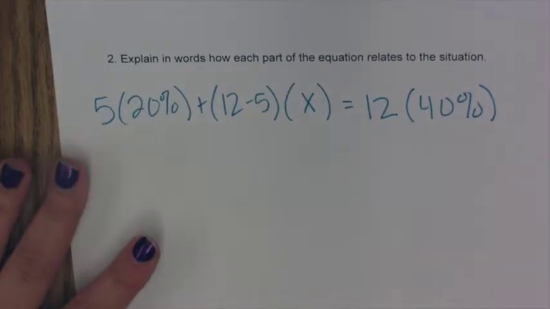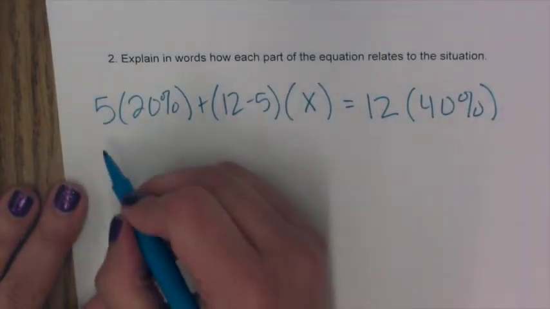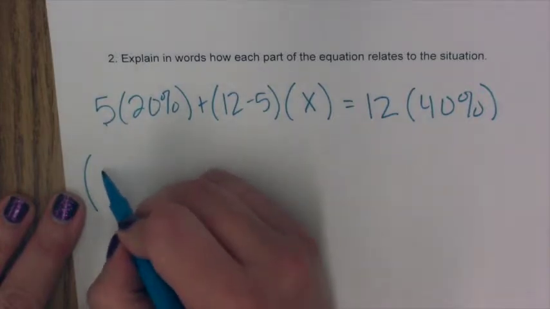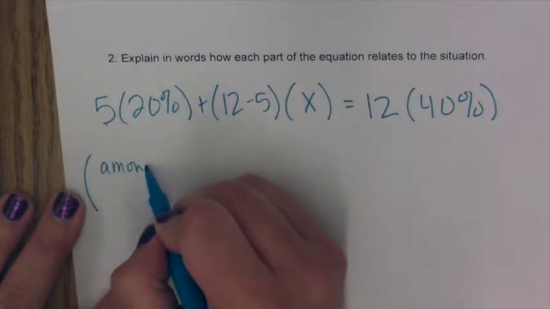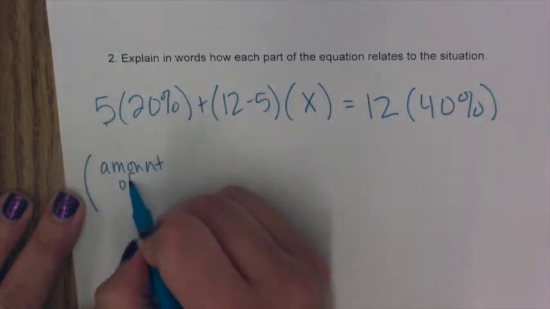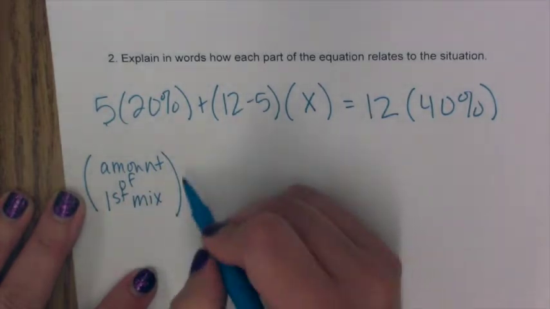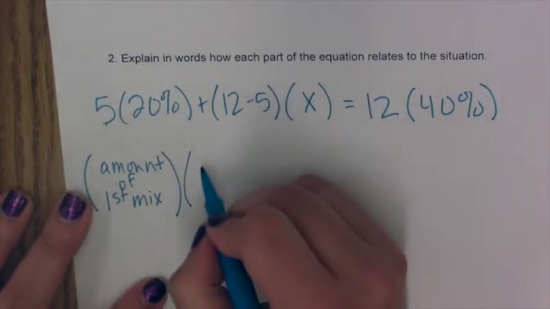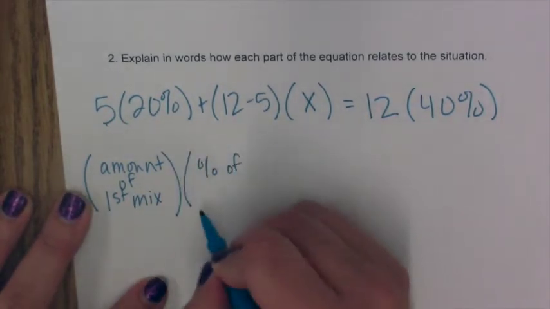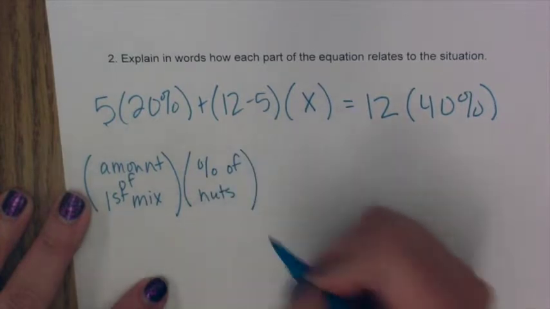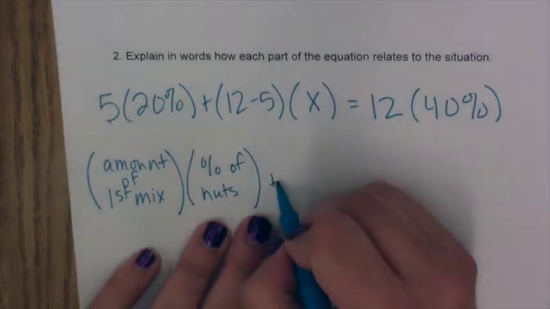All right, as I write this, I'm going to write it in the same order. So this 5, this first number, was the amount of the first mix. And then our 20% was the percent of nuts in that first mix. So then we added to it.